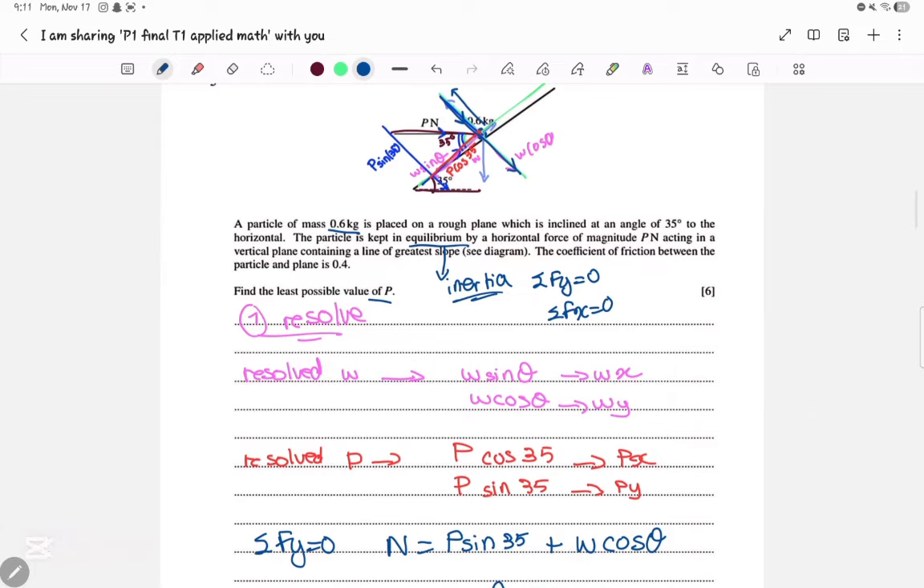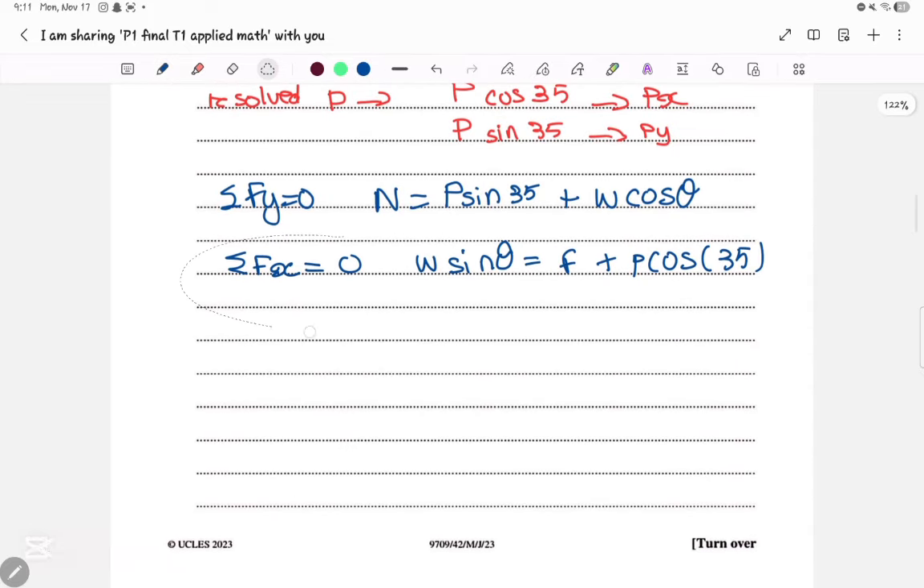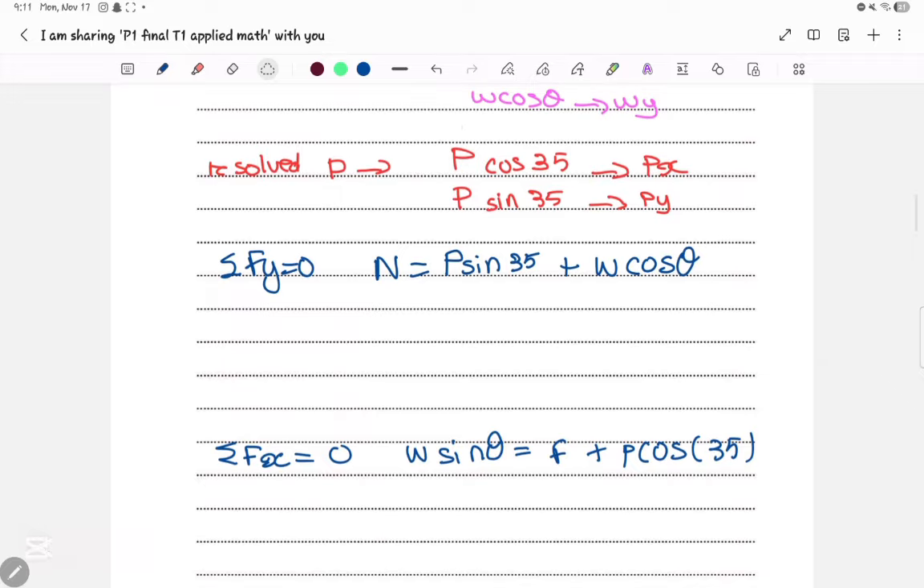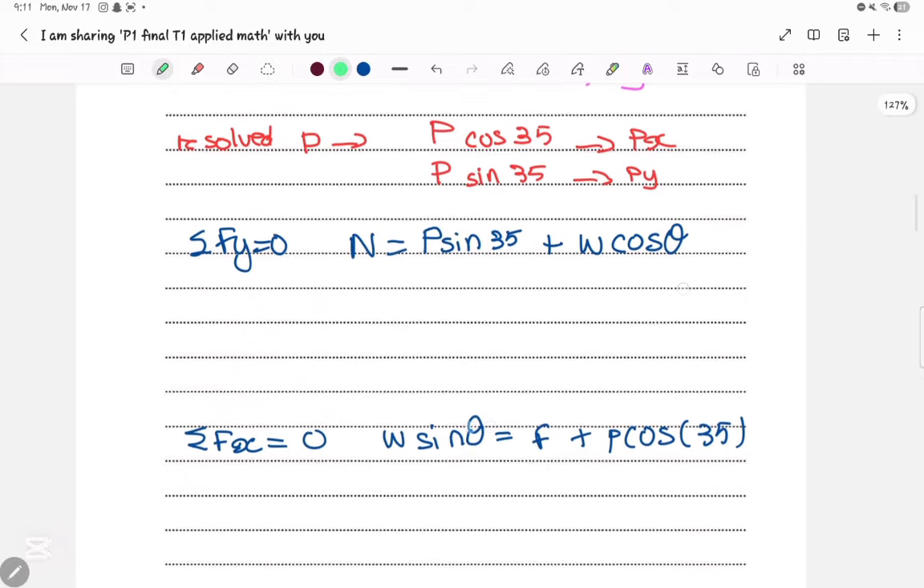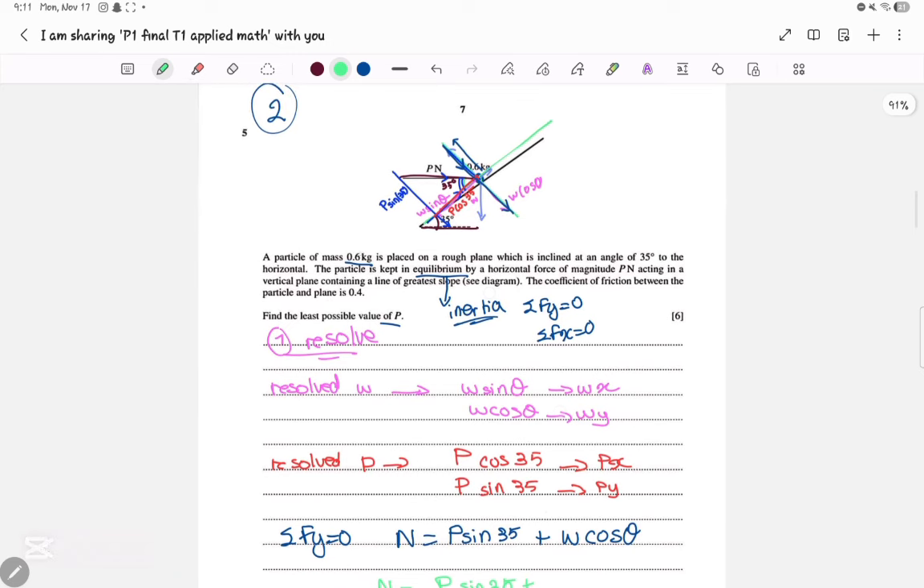In addition to P cosine 35. Now what do I do in this scenario? I'm going to move this so we can solve a bit. My normal push N would be equal to what? It would be equal to P, which we need to find, sine 35, plus W. How much was my weight? My mass is 0.6 kg. I will use g as 10.